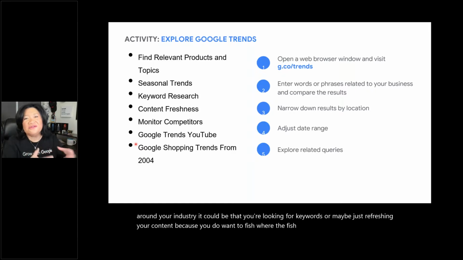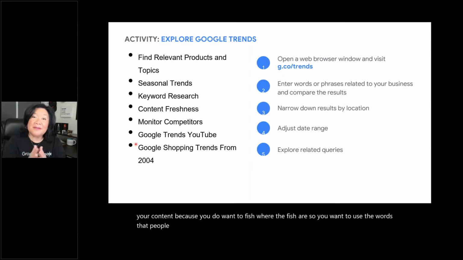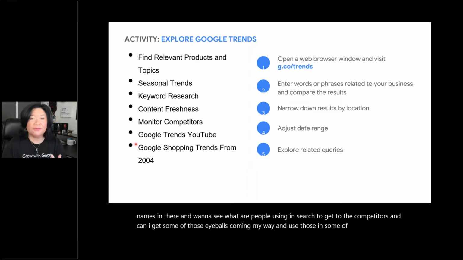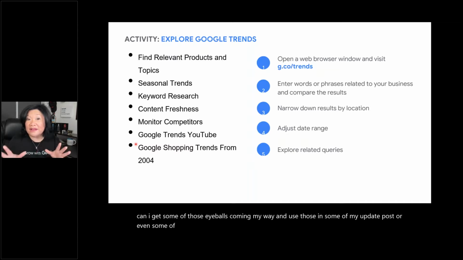So you want to use the words that people are using. Or it could be to monitor competitors. A lot of times I'll put competitors' names in there and want to see what people are using in search to get to the competitors, and can I get some of those eyeballs coming my way and use those in some of my update posts or even some of my social posts, or maybe I'll do a blog about it or a YouTube short about it.